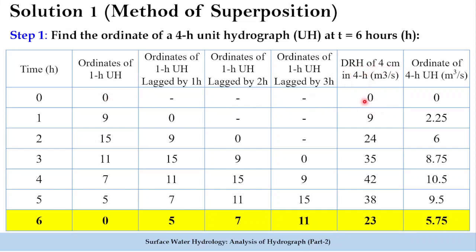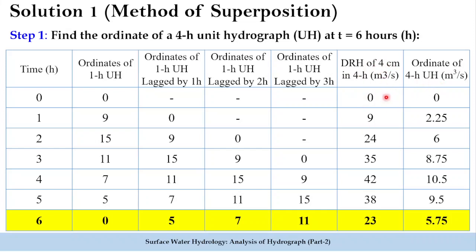So here this is 0, and here 9 plus 0 is equal to 9. Then 15 plus 9 plus 0 is equal to 24. Likewise, 11 plus 15 plus 9 gives 35, and so on and so forth. And then how do we identify the ordinates of the 4 hour unit hydrograph? Because it is 4 centimeter, it is for the cumulative depth of rainfall, that is 4 centimeter.